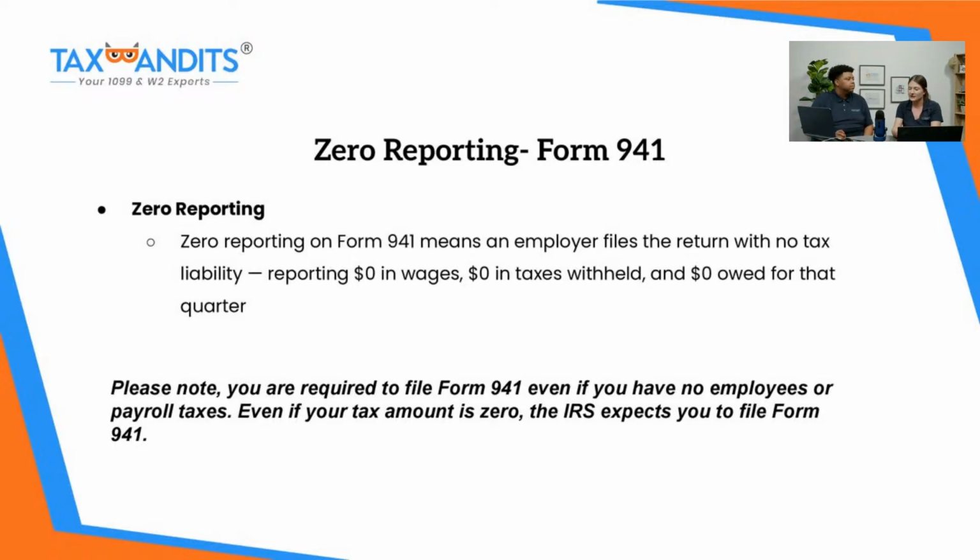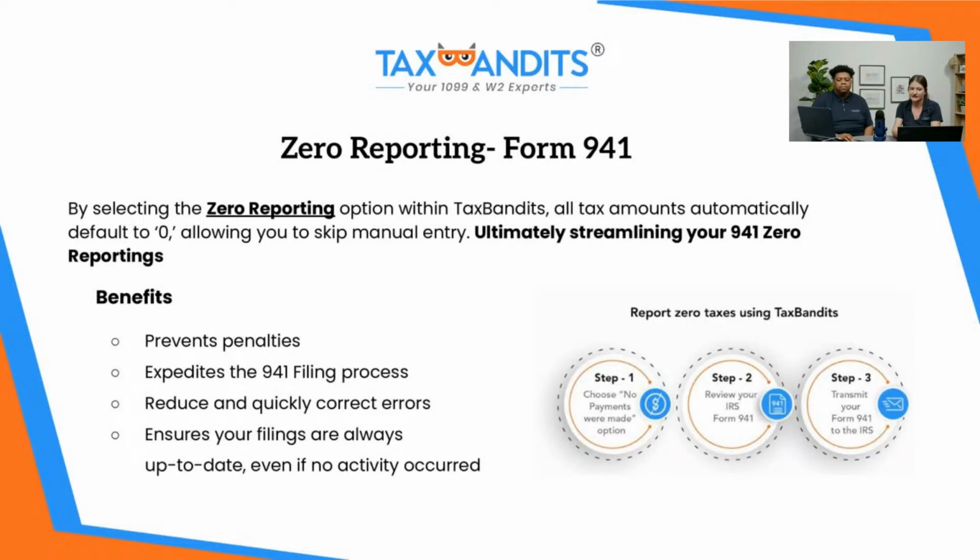And in TaxBandits, you just select a zero reporting option. It fills everything in with zero. You'll review it, transmit it, and you'll be compliant with the IRS. Yes, on TaxBandits, we do have a streamlined zero reporting process. Like you said earlier, you can just select the quarter, select the zero reporting option, and then you'll be able to bypass all 2 pages of the 941. Ready to go.